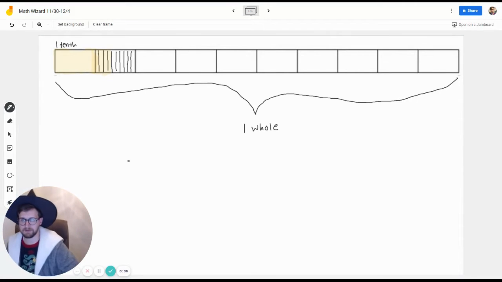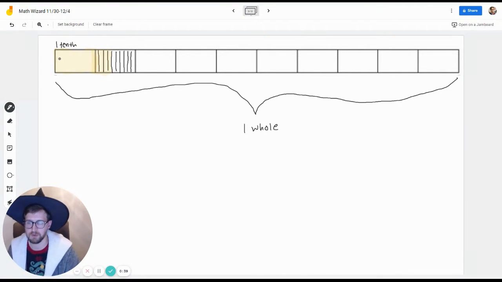Well, in order to do this, I need to figure out how many of these little pieces would fit in the entire whole. And I could do that by drawing all these little lines, but instead, let's just count them a different way. So there's 10 of them here, which means there'd be 10 of them in this 10th. So there's 10 of them here. We'd have 20 here, 10, 20, 30 of them if it were shaded all the way up to here, 40, 50, 60, 70, 80, 90, and 100.